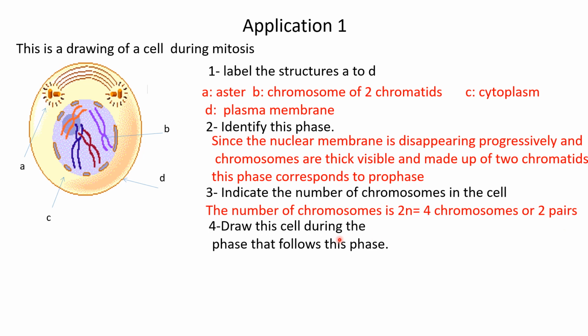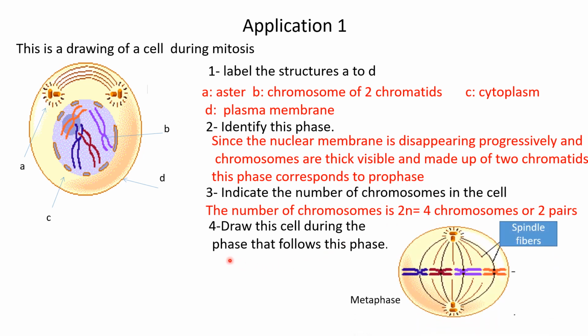Question number 4. Draw this cell during the phase that follows this phase in the figure here. What is the next phase? If this phase is prophase, then the next phase would be metaphase. This is metaphase, and the chromosomes are aligned at the equator of the cell, forming the equatorial plate.